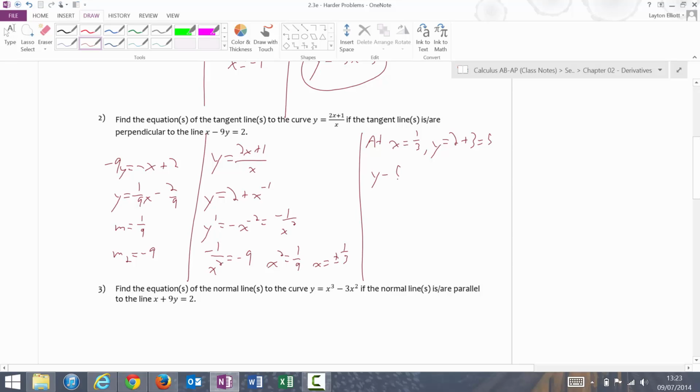And so I get y minus 5 is equal to -9 times x minus 1/3, which would be y minus 5 is equal to -9x plus 3, or y equals -9x plus 8. So that's one possibility.